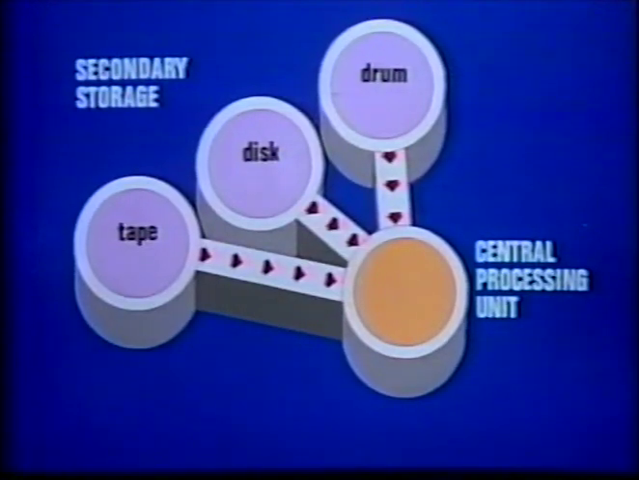Computers are designed, therefore, so that the information can easily be transferred between the central processing unit and the various secondary storage media. In order to compare the features of the three most important of these, tape, disk, and drum, we must first look briefly at how information is stored inside a computer.